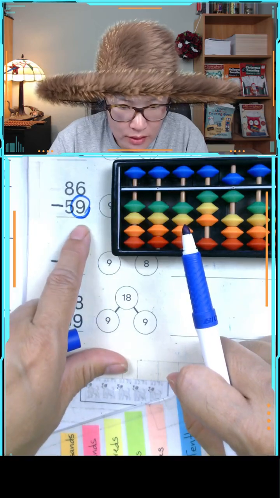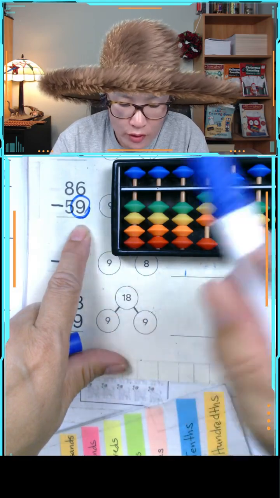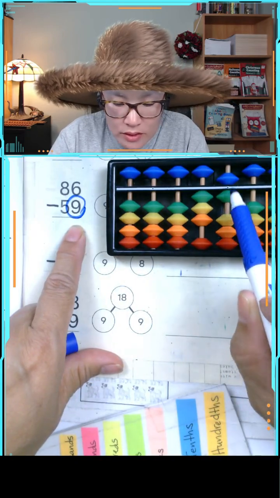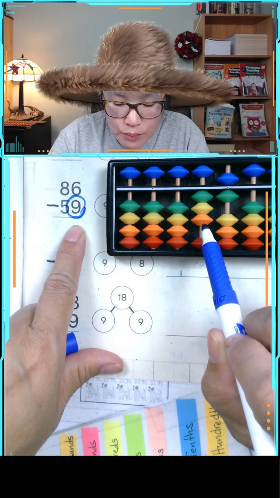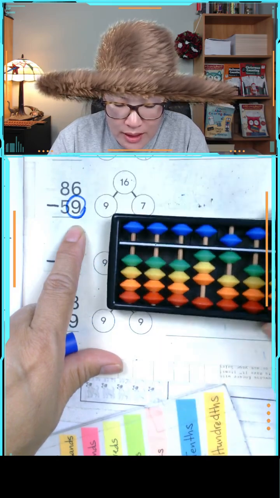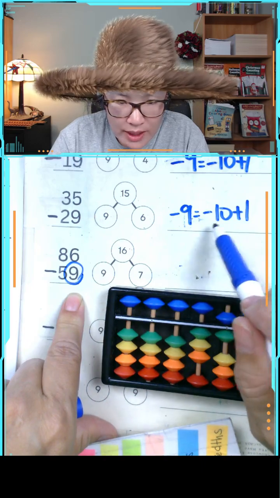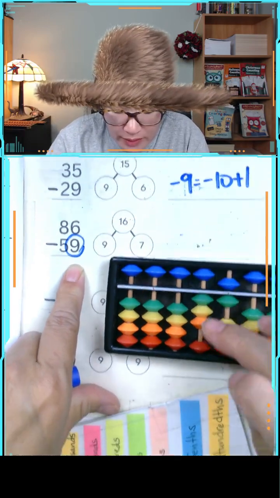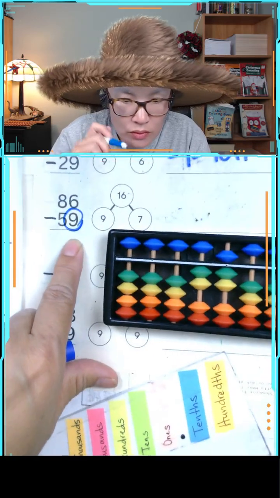Take away. Right, because we're just subtracting. So all we're doing is taking away the 9. You cannot take away 9 from 6. There's not enough beads to take away 9. You gotta borrow from here, right? That's why we get this. Minus the 9 is equal to minus the 10 plus the 1. So when we're looking, all we gotta do is minus the 10 plus the 1.